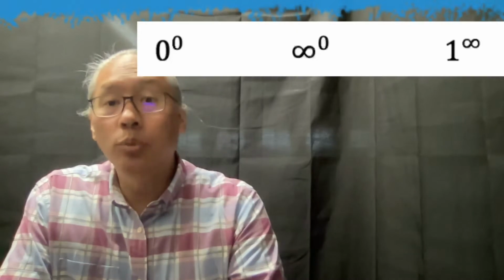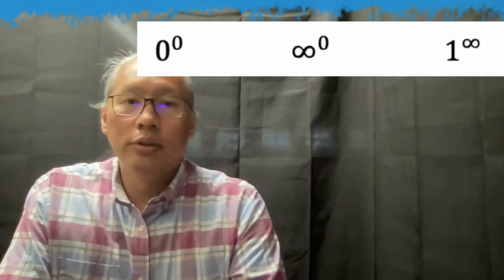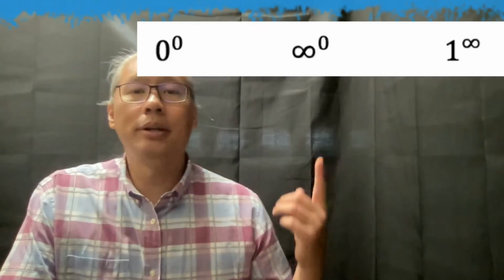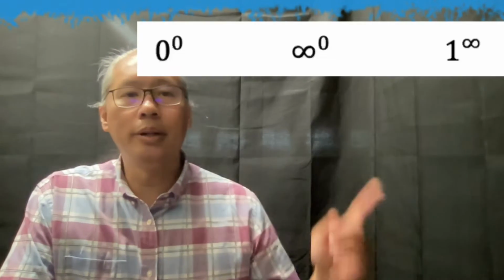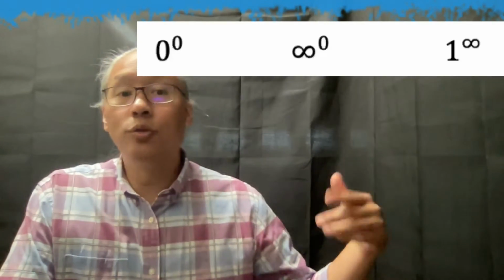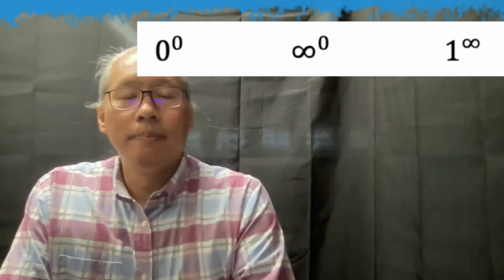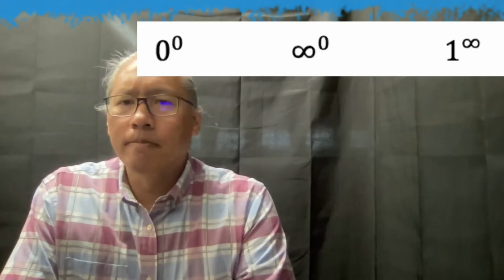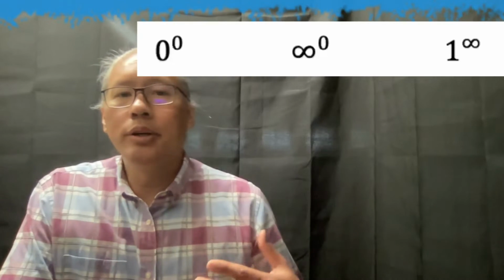Now, the last three types of indeterminate forms deal with powers. 0 to the 0 power is indeterminate. Infinity to the 0 power is indeterminate. And strangely enough, 1 to the infinity is also indeterminate. So, if you try to reason things out, we know that anything to the 0 power is equal to 1.